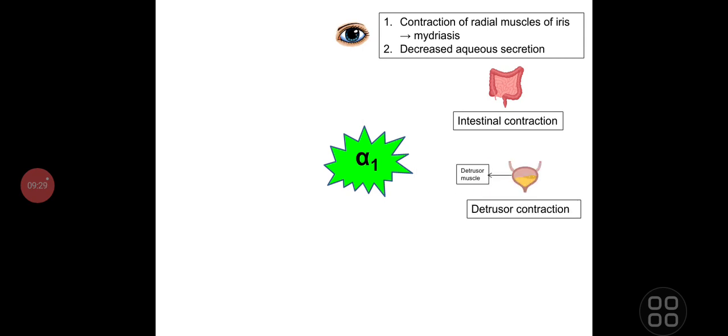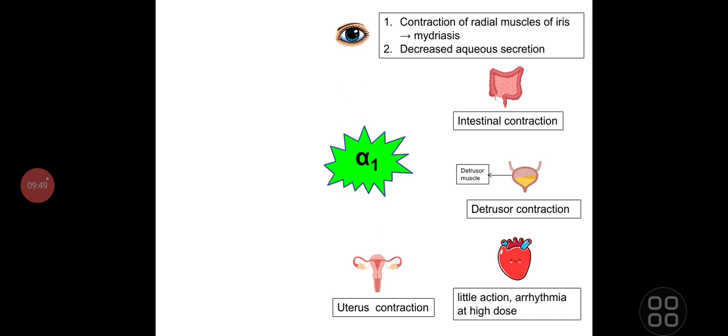Alpha 1 is present in the eyes, and it causes contraction of the radial muscles of the iris, which leads to mydriasis, and it also decreases aqueous secretion. In the intestine, it shows intestinal contraction. In the urinary bladder, it shows detrusor muscle contraction. In the heart, it has little action, but when alpha 1 drugs are given at high doses, it will show arrhythmia.